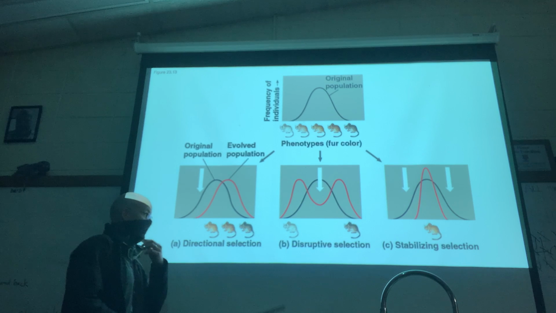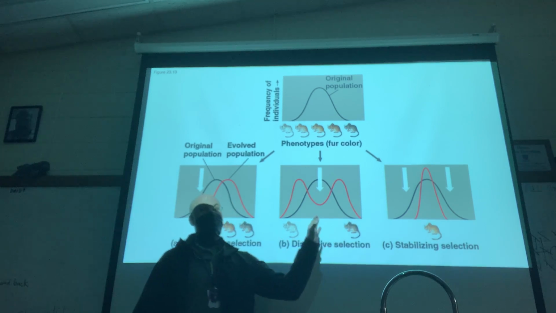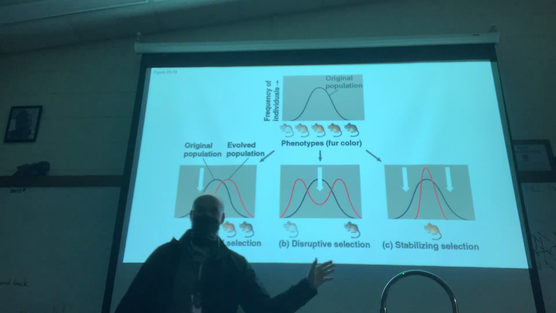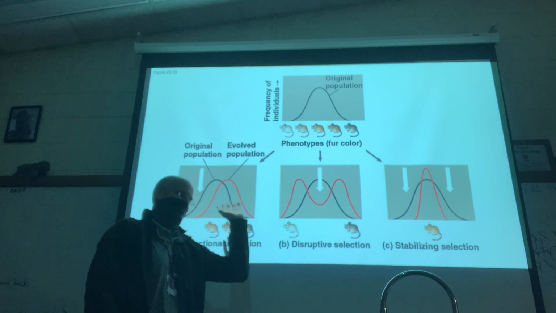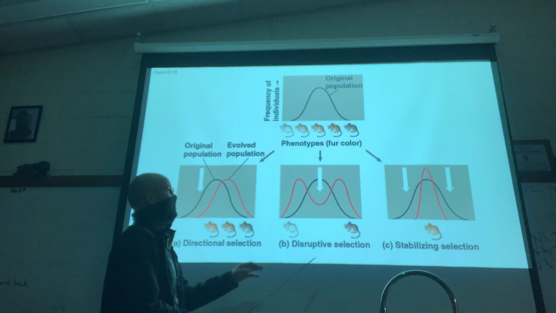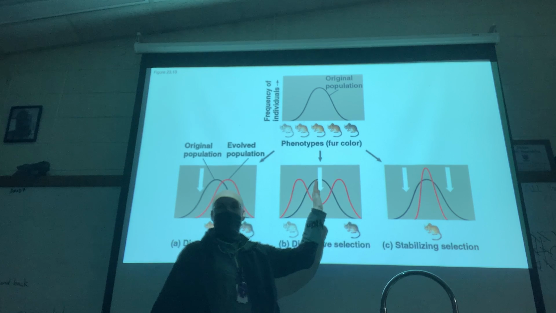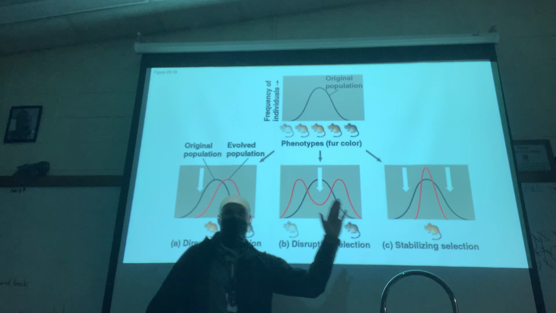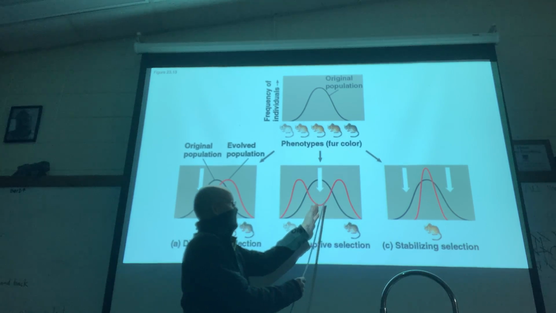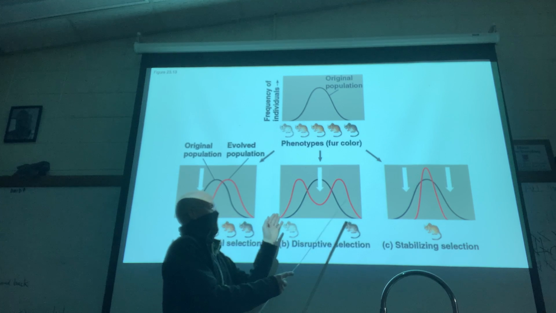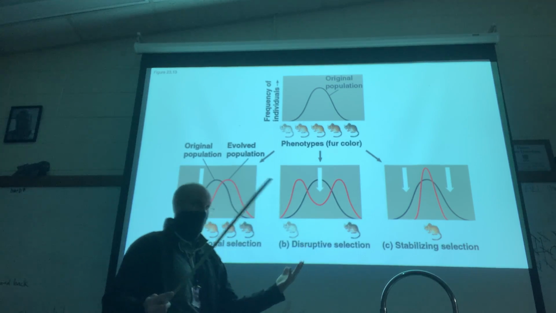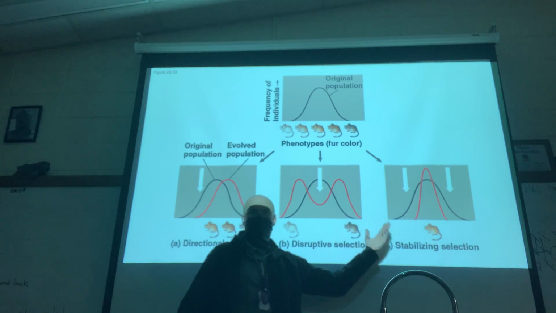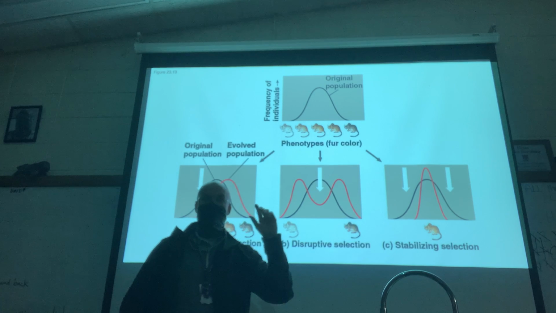All right, then we have kind of a weird one. This is a selection type that you don't see near as often, and it's hard to give good, simple examples. Disruptive selection is really when the mid-range size or mid-range phenotype, it doesn't have to be size, gets selected against. In this example, you could probably picture an environment where it's good to be either very dark or very light in color, but not in between.